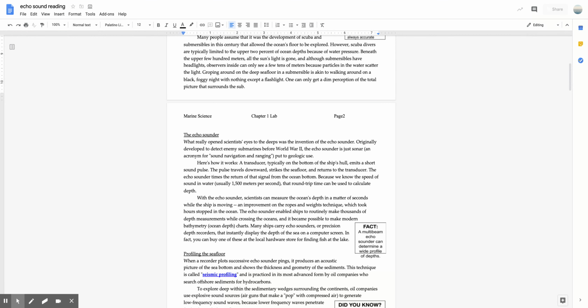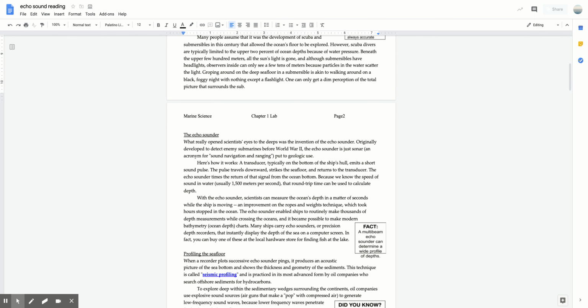One can only get a dim perception of the total picture that surrounds the sub. So, the echo sounder. What really opened scientists' eyes to the deeps was the invention of the echo sounder. Originally developed to detect enemy submarines before World War II, the echo sounder is just sonar, an acronym for sound, navigation, and ranging, put to geologic use.